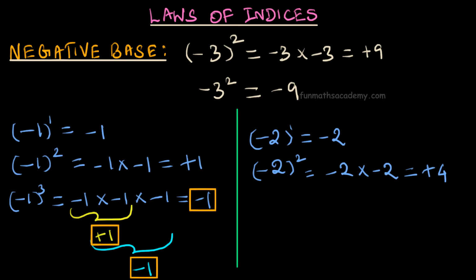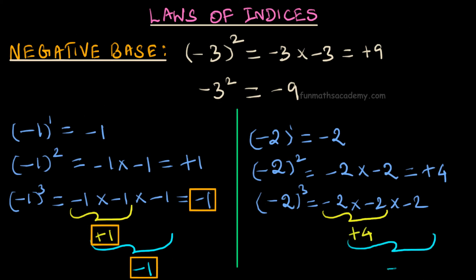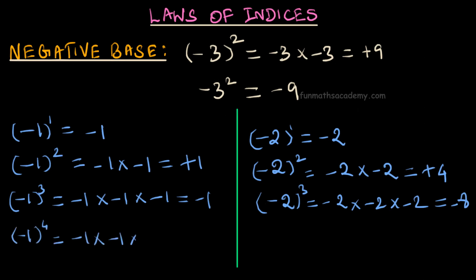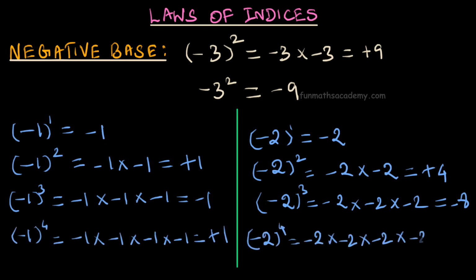So the answer will be minus 1. In the same way, minus 2 to the whole power 3 will be minus 2 times minus 2 times minus 2, and minus 2 times minus 2 is plus 4, and plus 4 times minus 2 will be minus 8. Likewise, minus 1 whole to the power 4 is plus 1, and minus 2 whole to the power 4 will be plus 16.